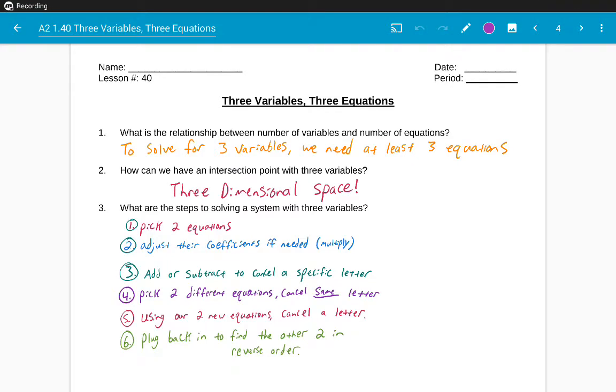Here's a video for 3 variables, 3 equations. So we're solving systems of equations with x, y, z, a, b, c. Basically, there are 3 letters. And the process for that is as follows. Here are the notes from lesson 40.